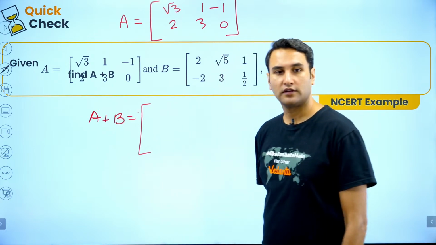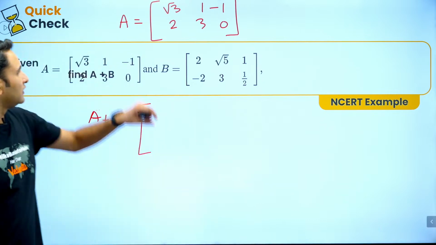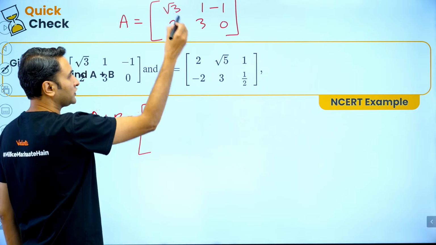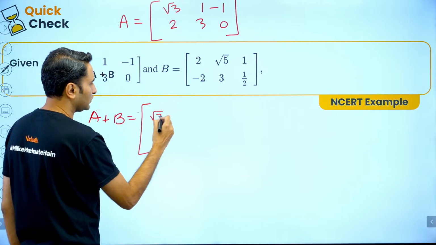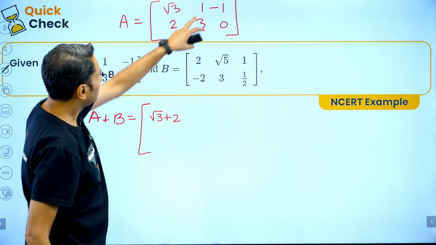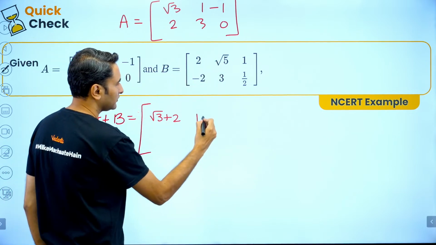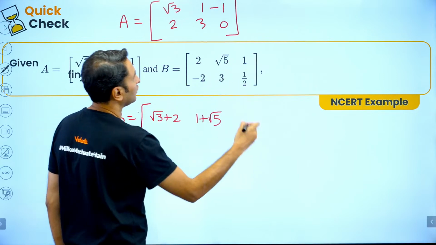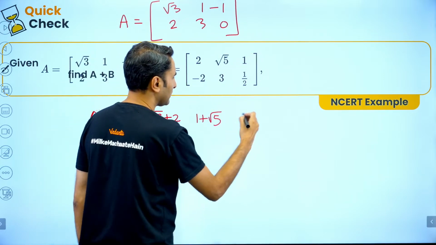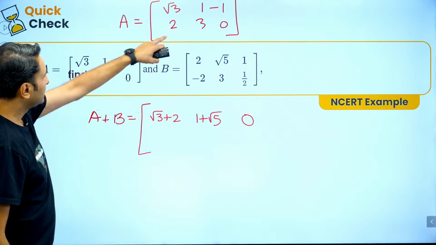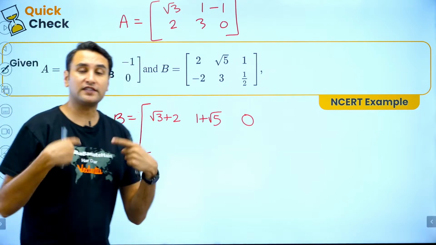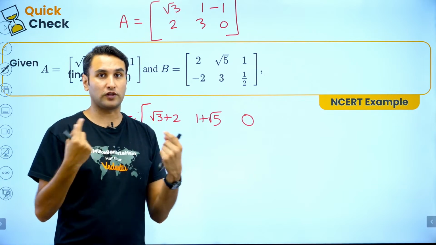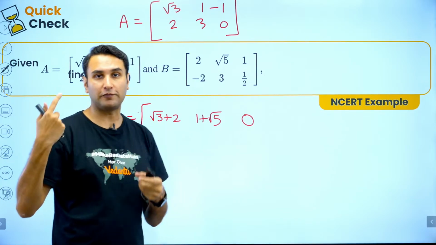See carefully. What is A plus B? Root 3 plus 2, first row, first column, first row, first column, root 3 plus 2, then 1 plus root 5, first row, third column, first row, third column, minus 1 plus 1, 0. Alright. Second row, always keep talking it to yourself the way I am doing. I am always talking as row and column, row and column. I am creating a mental map for myself.